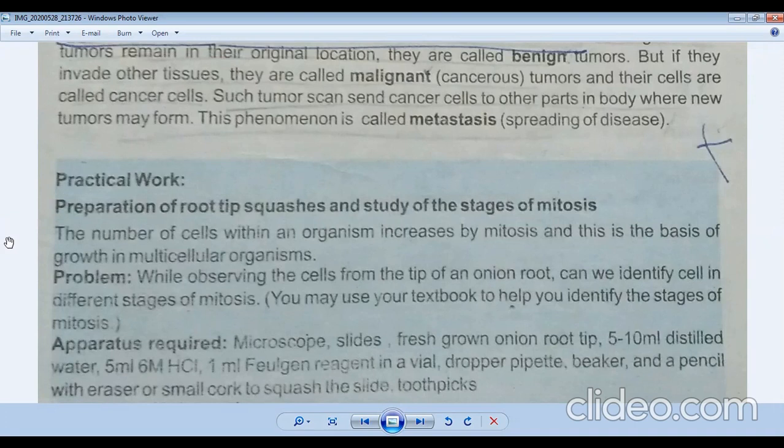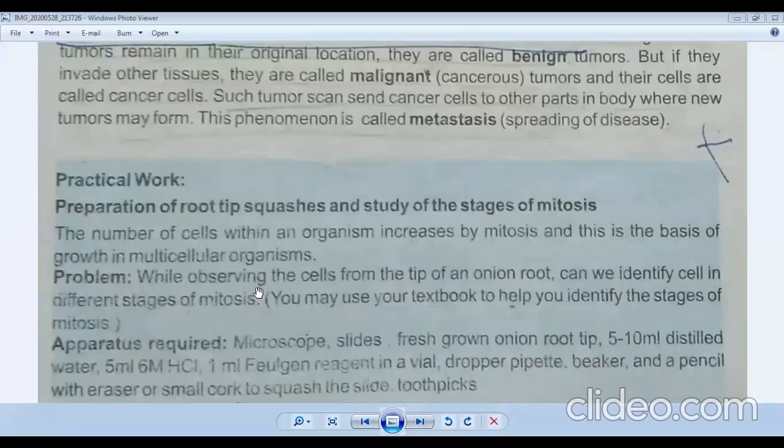As I told you, there are two types of tumors in the body. One is called benign, and second is called malignant. What is benign? Benign tumors are those tumors which remain at one place and never change their location. Malignant are those cells which invade and attack the other cells, and they can spread all over the body. And the spreading of disease all over the body is called metastasis.